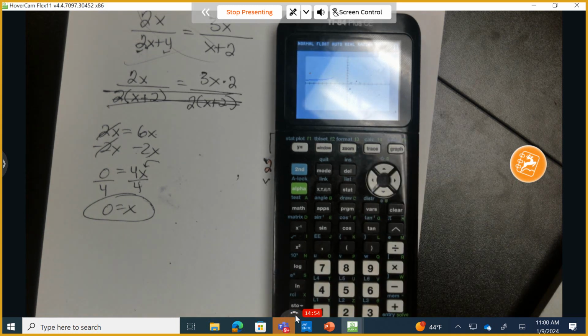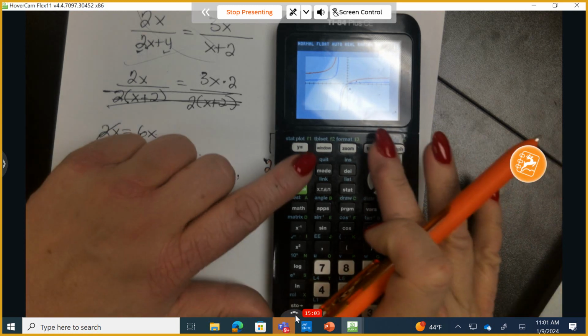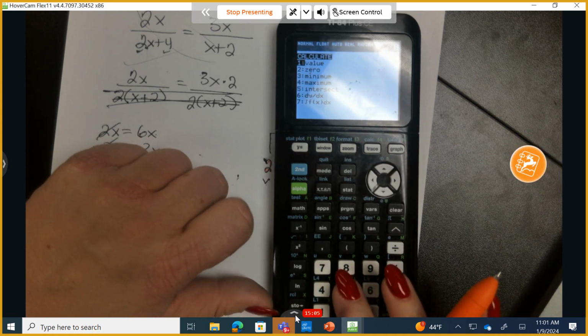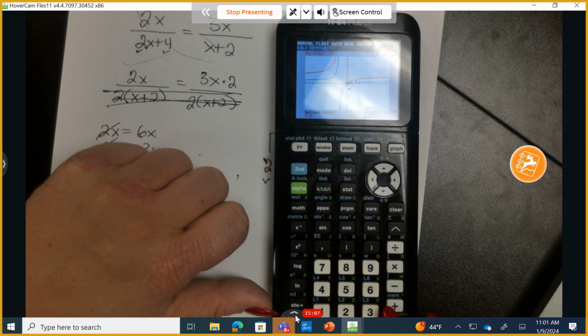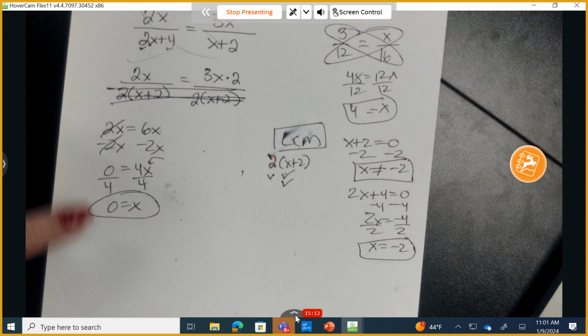Do the two functions cross at 0? There's the blue function, L sub 1. Here's the red function, L sub 2. And I can see they cross right here, which appears to be at 0. Let's make sure that's the case. So second trace intersect, I press enter 3 times. Here's the answer. The X answer is 0. This is the correct answer.